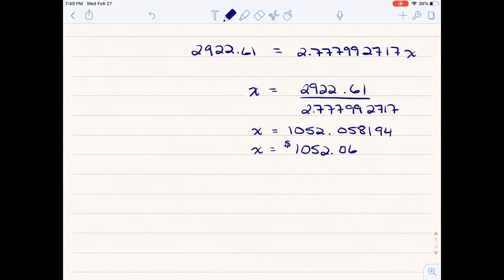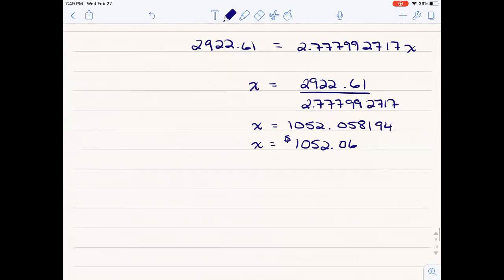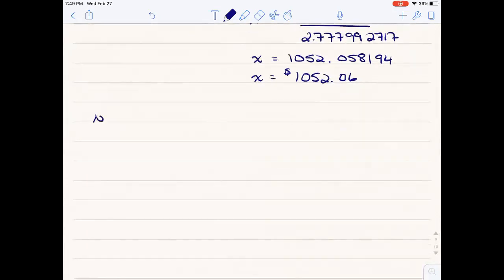All right. We didn't just want the payment at 1.5 years. We also wanted the payment at 3 years. So now find 2x. 2x is just 2 times 1,052.06. $2104.12.